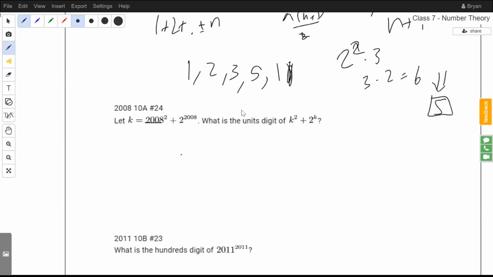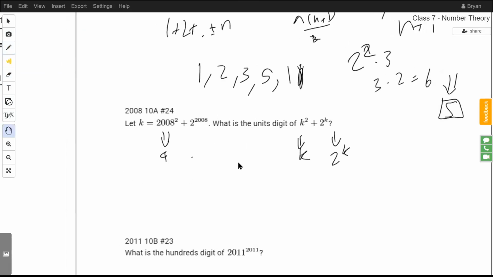Sorry about that. Okay, so first you want to find the unit digit of this. So what does that mean? We need to find the unit digit of k squared, and we also need to find the unit digit of 2 to the k. Now, we know the unit digit of 2008 squared is going to be 4, because 8 squared is 64, and the 2000 part doesn't matter.